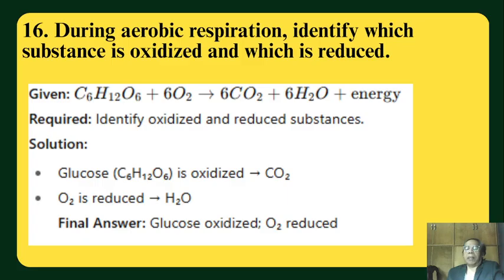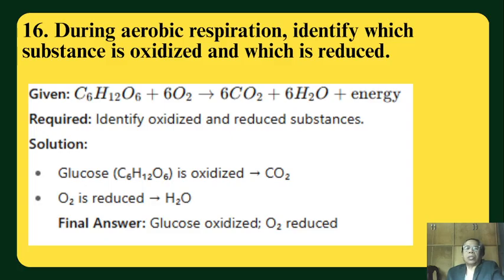Practice problem number 16. During aerobic respiration, identify which substance is oxidized and which is reduced. So given 1 mole of glucose reacted with 6 moles of oxygen to produce 6 moles of carbon dioxide, 6 moles of water, and 32 to 38 ATP. So required: identify oxidized and reduced substances.